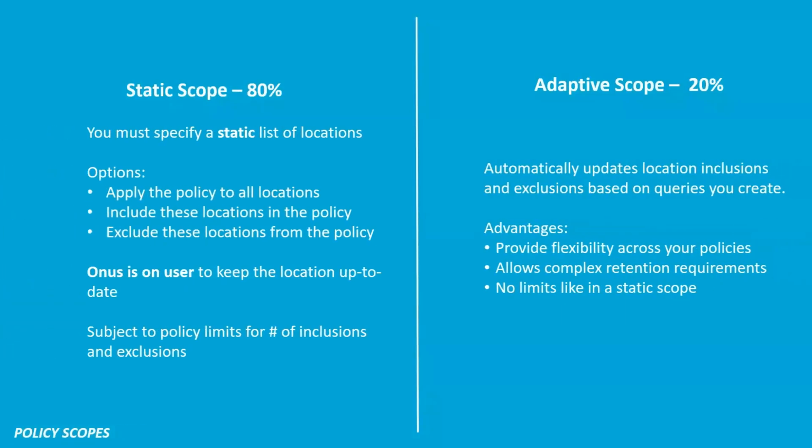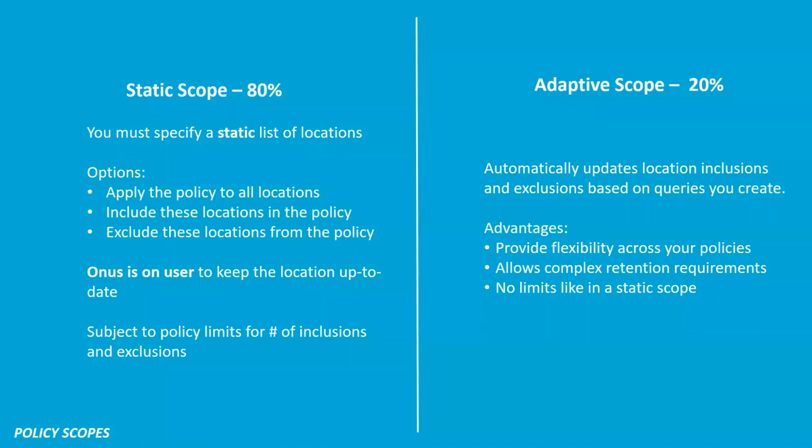Okay, so static is tied to the policy itself, and you have to specify which locations to actually apply this retention label. One thing to note is that the user will have to update the policy each time if the location where we are applying the retention label changes. And that is one thing to keep in mind for static scopes.